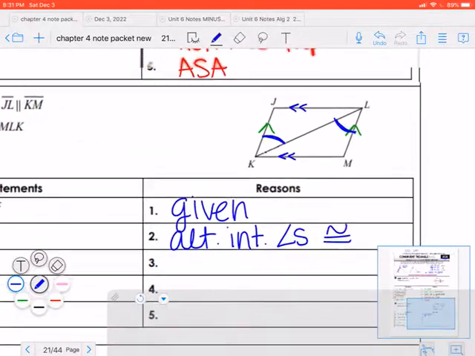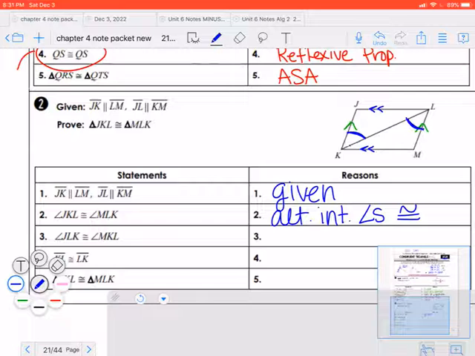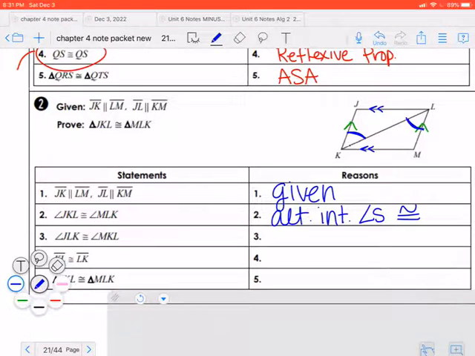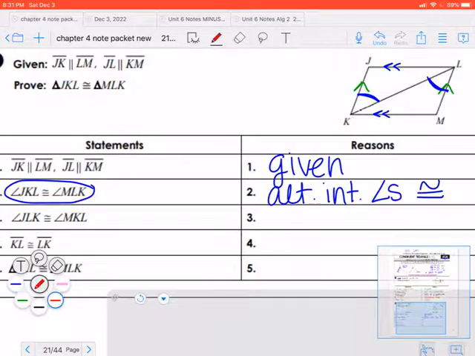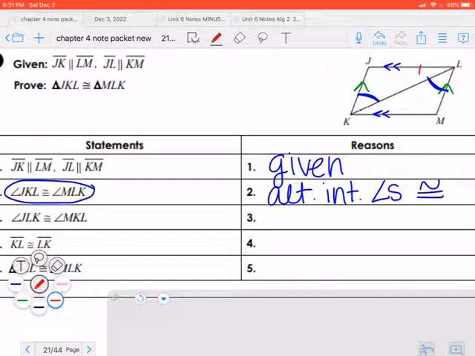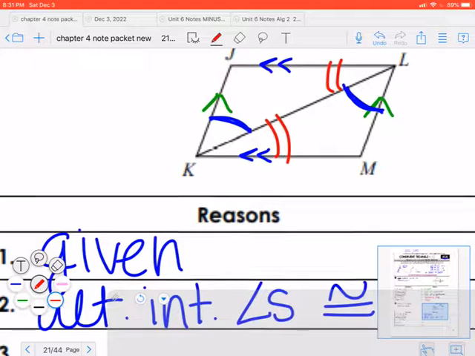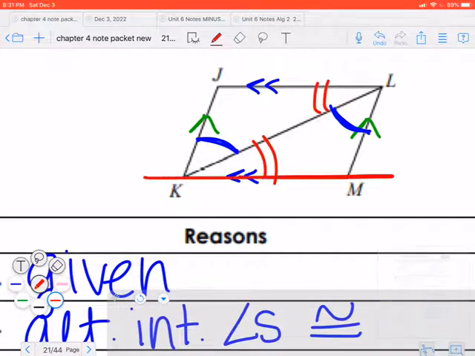All right, so remember, we're trying to prove two triangles are congruent with ASA, angle, side, angle. So far, we have an angle. Let's see what we have next. JLK is congruent to MKL. So that was the first parallel lines I had drawn.